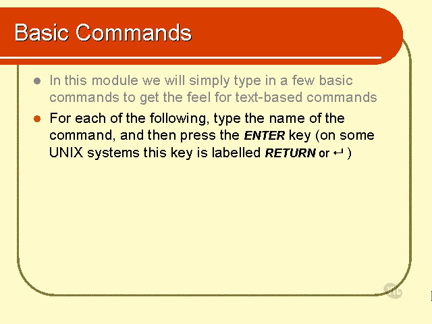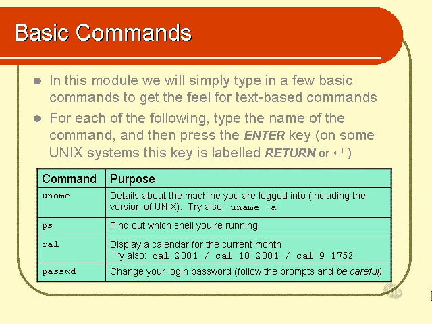Some Unix terminals will actually label this key the return key, or even use that little down arrow, down to the left arrow. Anyway, here's the list of commands to try. I'll go through them with you one by one. The first is uname, which details the machine that you're currently using. It gives you details about that particular machine, including the version of Unix that you're running.